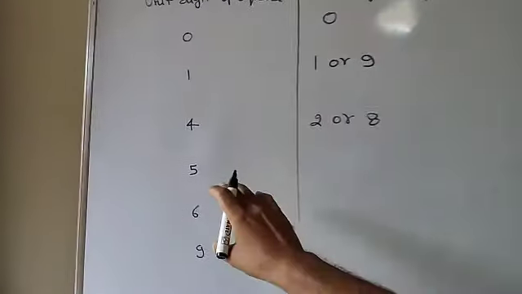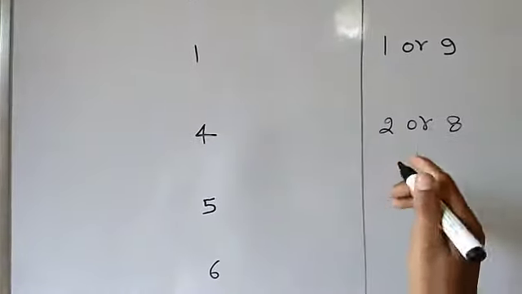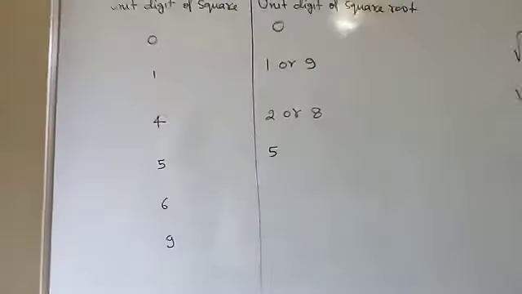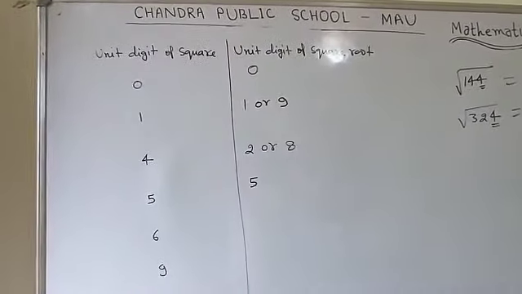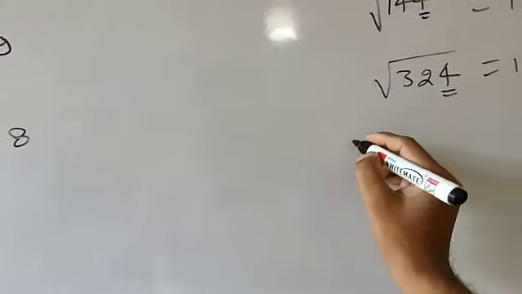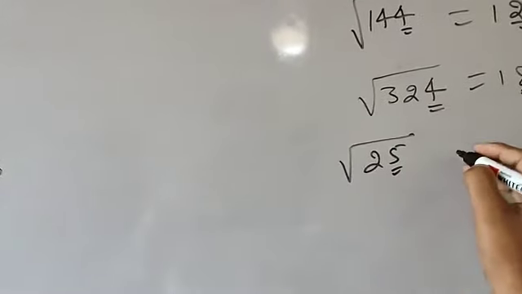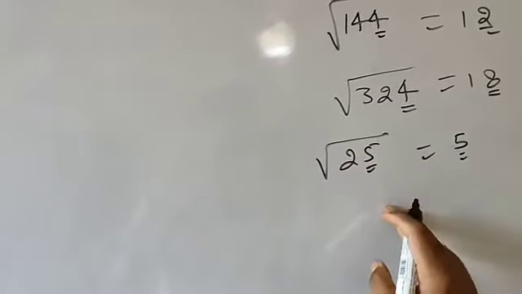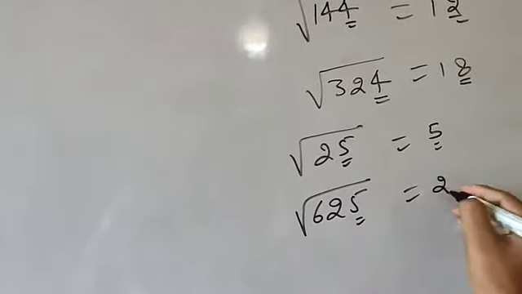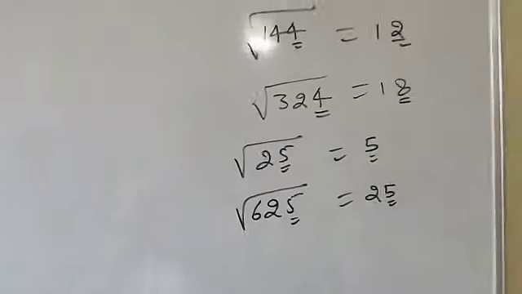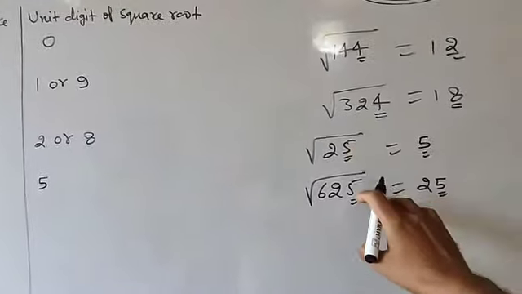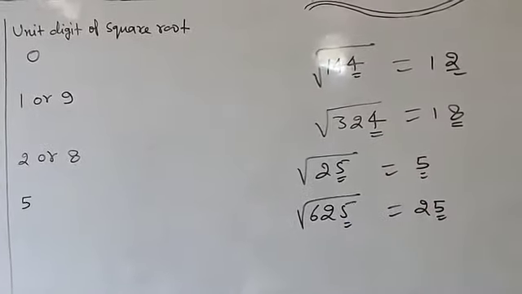Now if the unit digit is 5, then the square root has the unit digit 5 only. So if the perfect square's unit digit is 5, then its square root unit digit will be 5. For example, if I write 25, what is the unit digit? 5, so its square root is 5. Here you are going to get 5. If I take 625, here it is 5, then its square root is 25. Here the unit digit is 5. So if the perfect square's unit digit is 5, then its square root unit digit will also be 5.